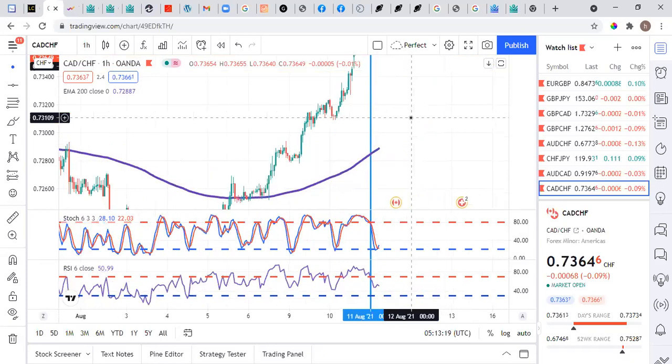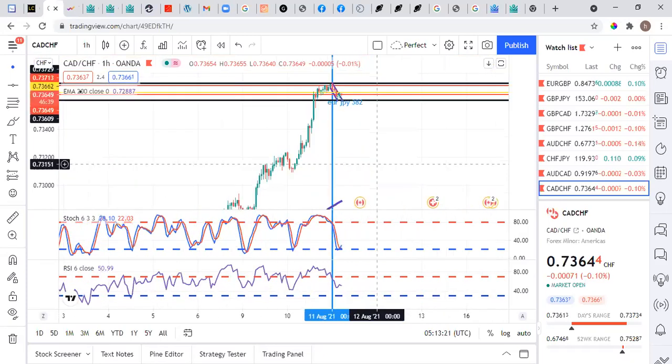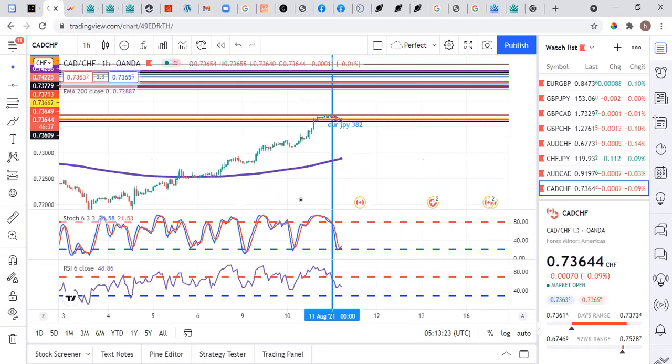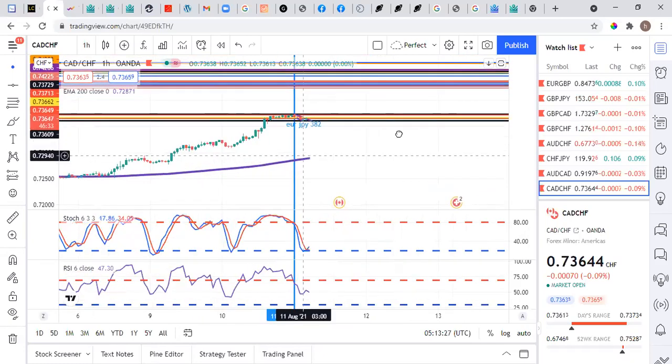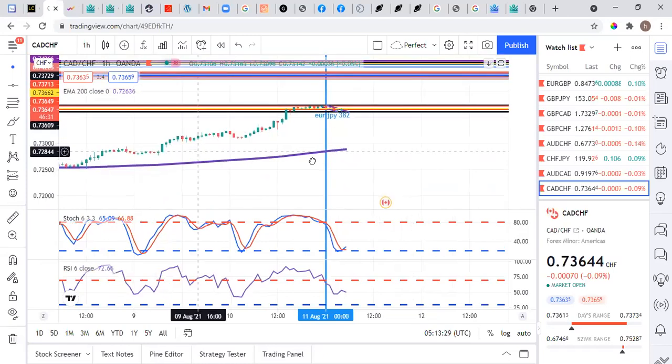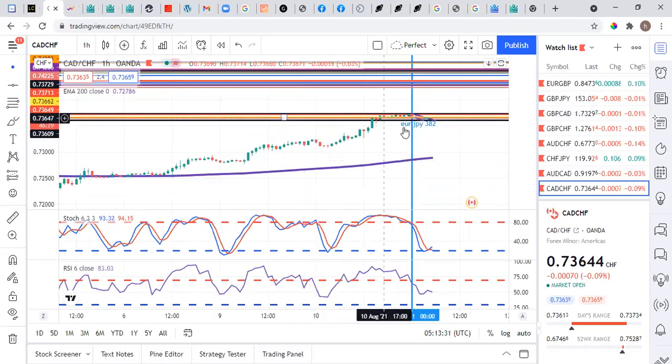All right, so let me drag this again. Okay, so in this particular period, this is showing me an uptrend. These candles are representing 1 hour. Okay, so it's showing me that it's in an uptrend.